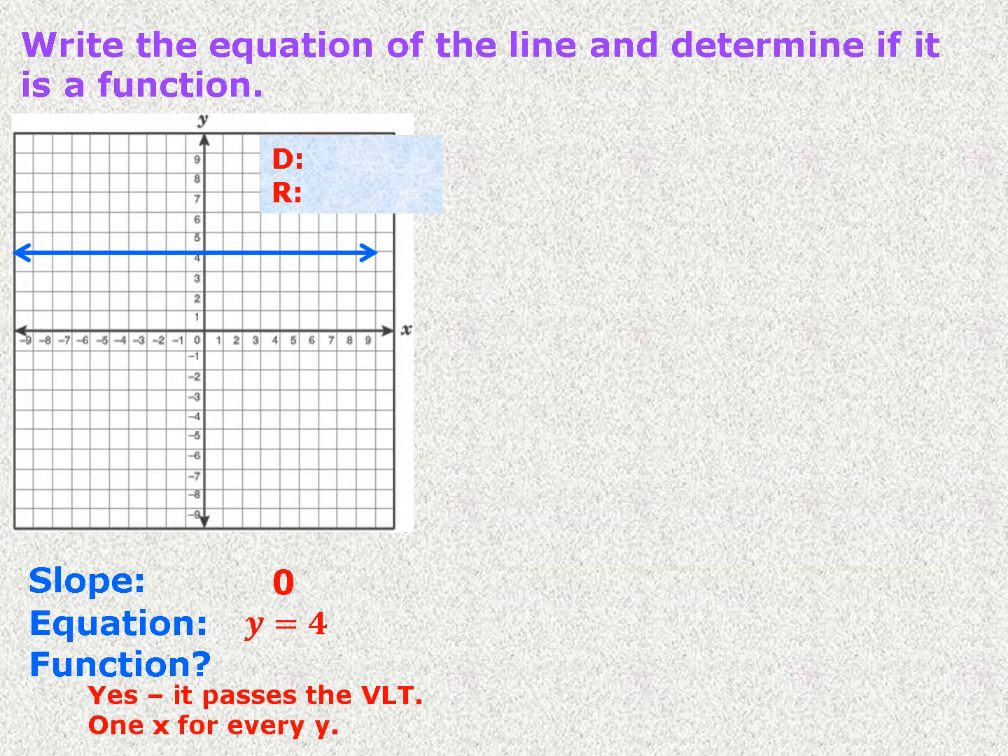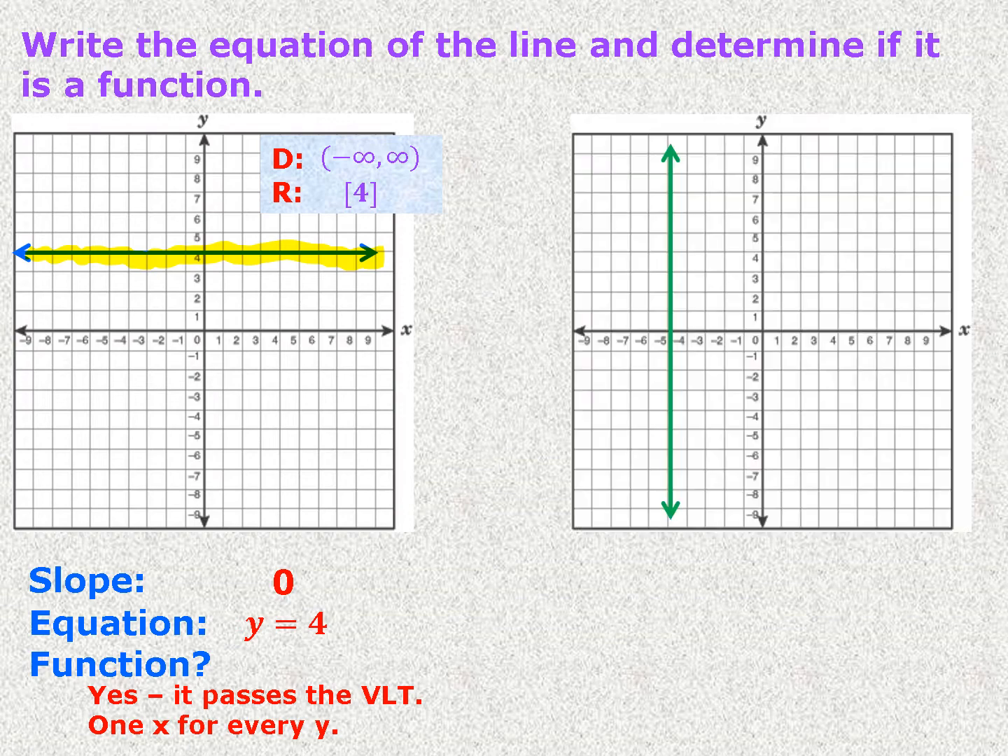Now let's talk about domain and range. For the domain, if we go from smallest x to biggest x, you're going to see that it's coming from negative infinity and it's going to keep going all the way to positive infinity. So my domain is negative infinity to positive infinity. But here's where the range is going to get a little bit different. In this case, all of my y's are 4s. So I'm just going to put 4 in a bracket because 4 is the only value I have for y.